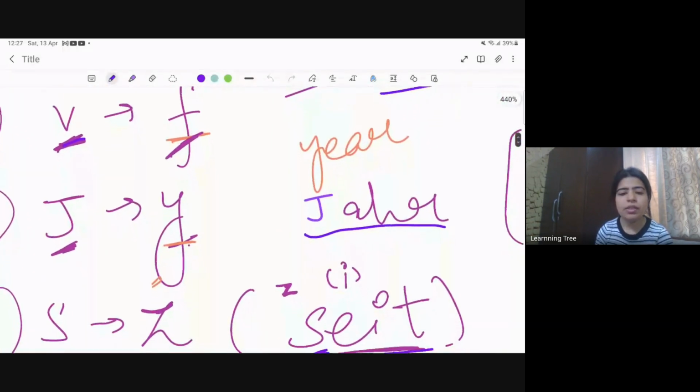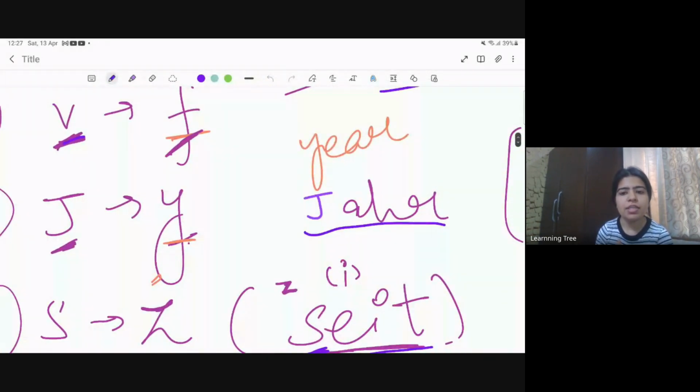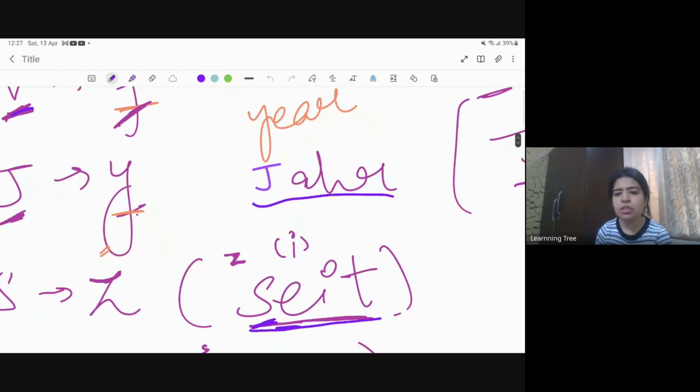Then if a word is starting from J, pronunciation will be of Y. So this word you see here is called Jahr. So your pronunciation is yar. Starting from J, pronunciation Y. Yar.